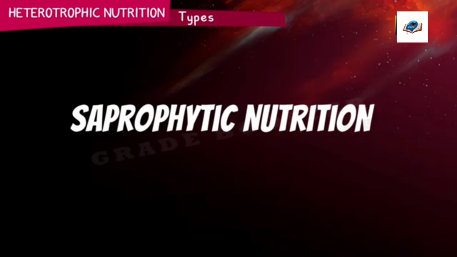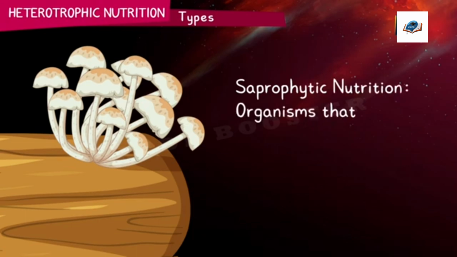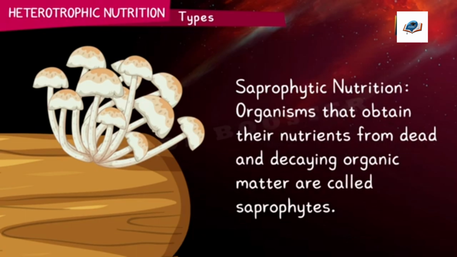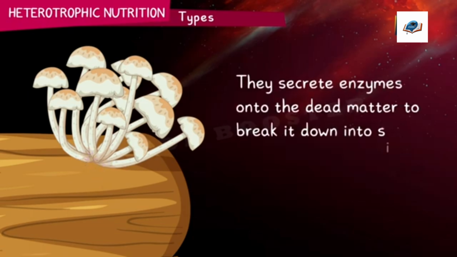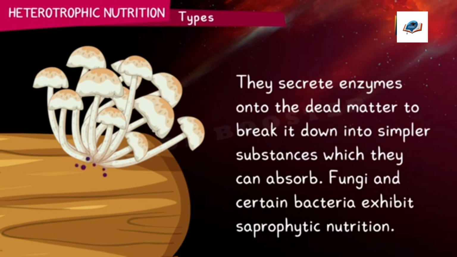Saprophytic nutrition. Organisms that obtain their nutrients from dead and decaying organic matter are called saprophytes. They secrete enzymes onto the dead matter to break it down into simpler substances which they can absorb. Fungi and certain bacteria exhibit saprophytic nutrition.